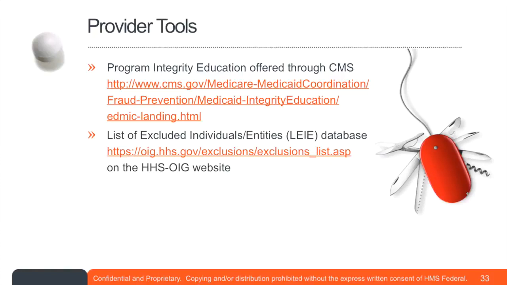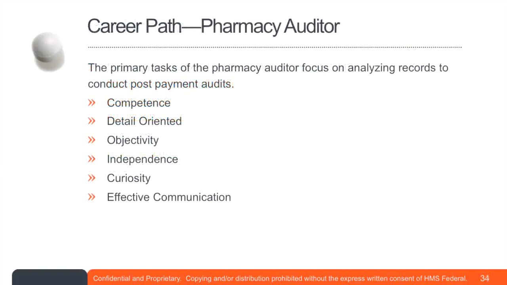Okay, and just quickly, because we are a little bit past our one hour, I want to wrap up by talking about a career path as a pharmacy auditor. The primary tasks of the pharmacy auditor focus on analyzing records to conduct post-payment audits. Here are some of the things we look for in a pharmacy auditor. Obviously, there needs to be competence in the pharmacy field, knowledge of what you're looking at.